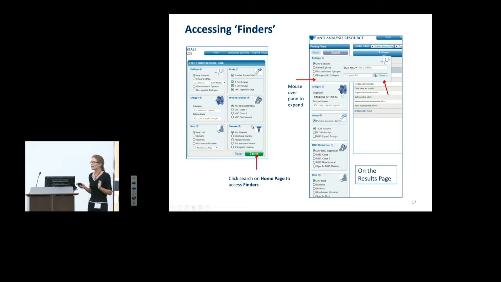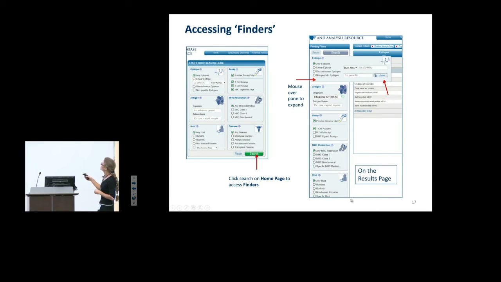So how do you get at them? As I alluded to, they are not on the main web page. So from the home page, you click the Search button, and that brings you to the results page. And if you move the mouse down the left-hand margin of that page, you'll see each of these search panes will expand. And as they expand, it reveals the Finder button.